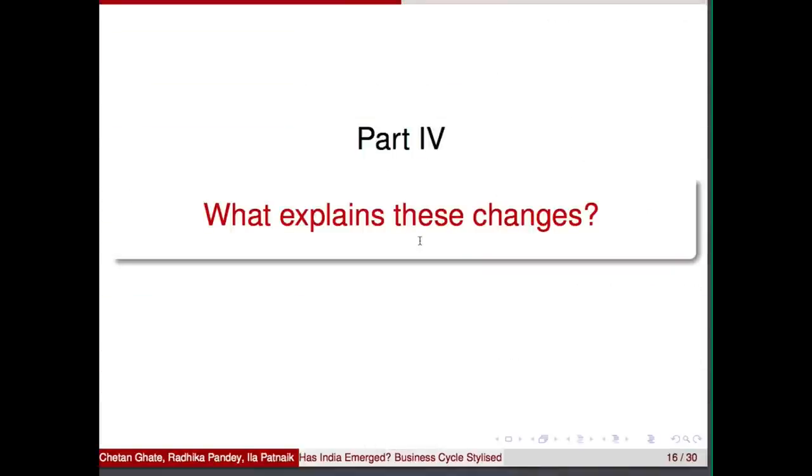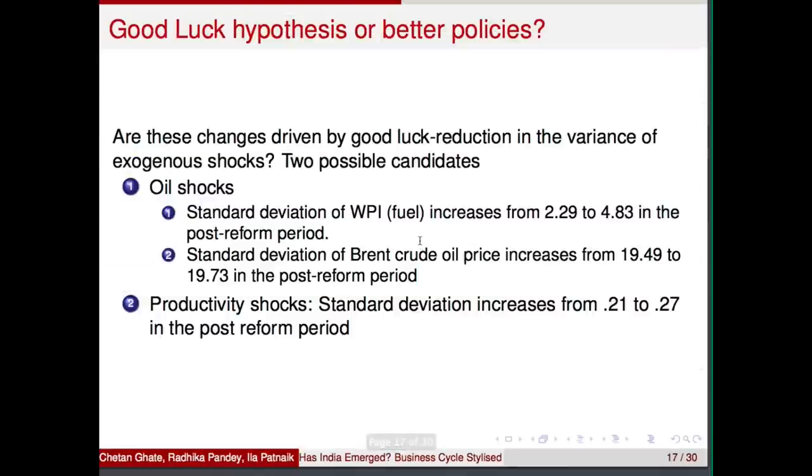Now, what explains these changes in the Indian business cycle environment? Are these changes driven by the good luck hypothesis? Are these changes driven by better policies? We investigate these claims. For the good luck hypothesis, we examine the volatility of two possible candidates.